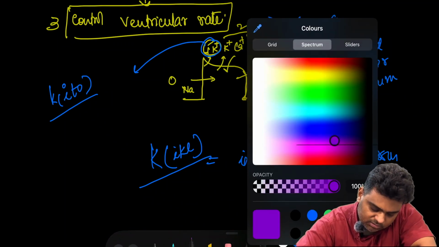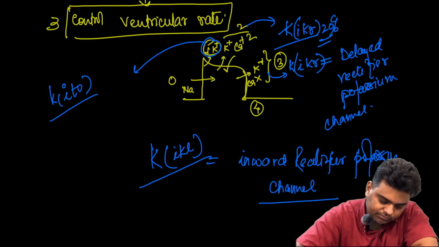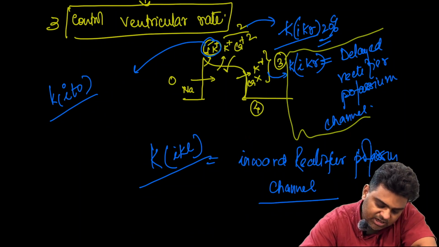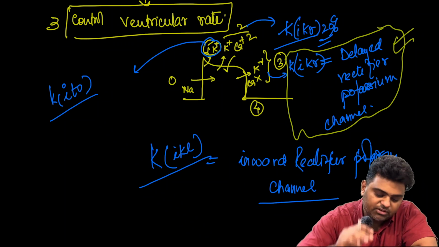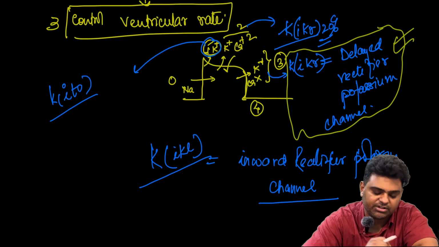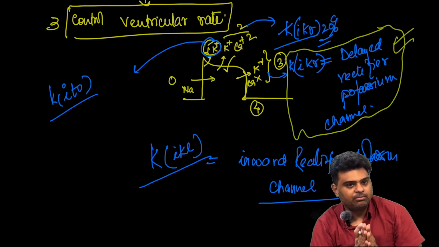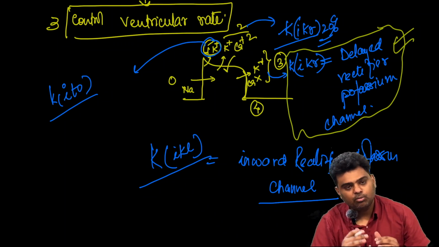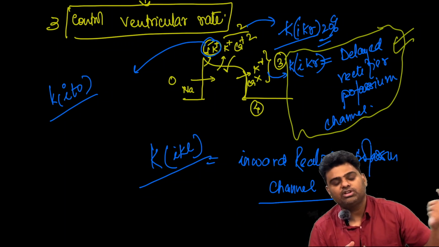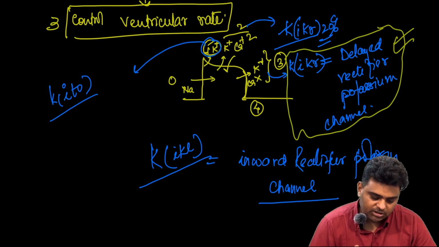So ibutilide or amiodarone block this IKr, that is the delayed rectifier potassium channel, which mainly opens in the third phase and some also open in the second phase. So when calcium channels stop, most of the delayed rectifier potassium channels open, but 20% are also open along with the calcium.